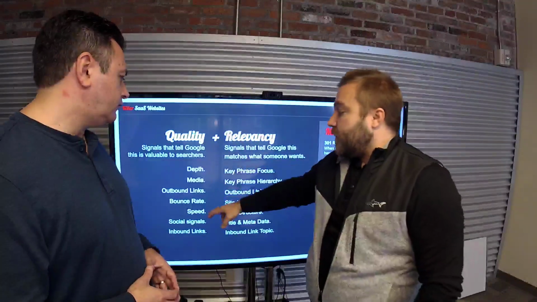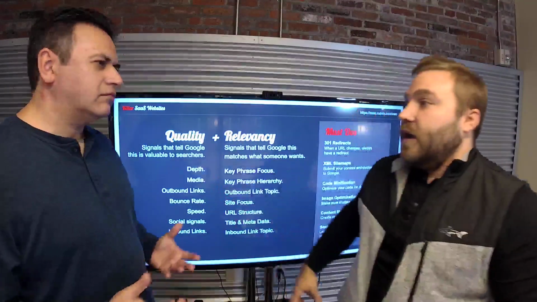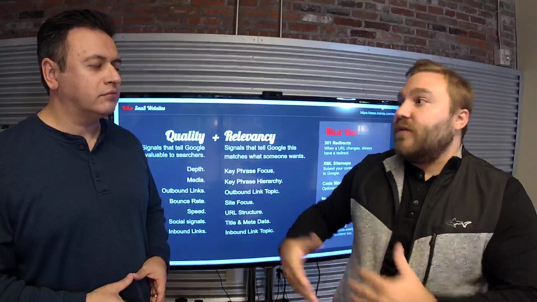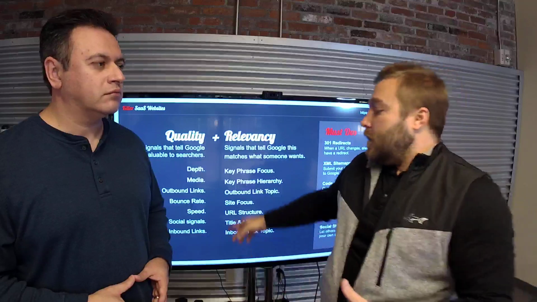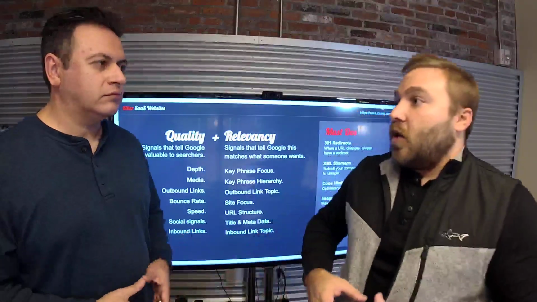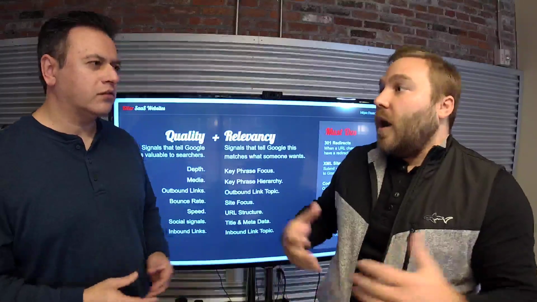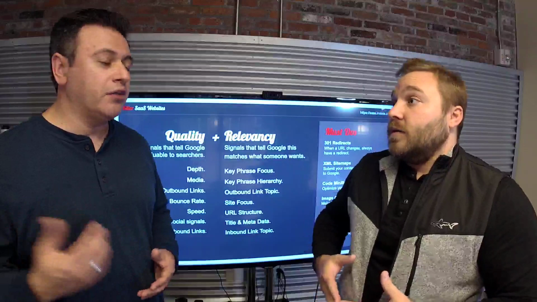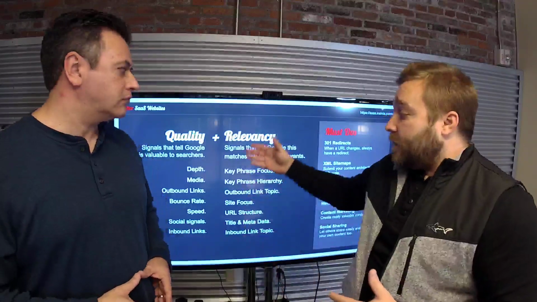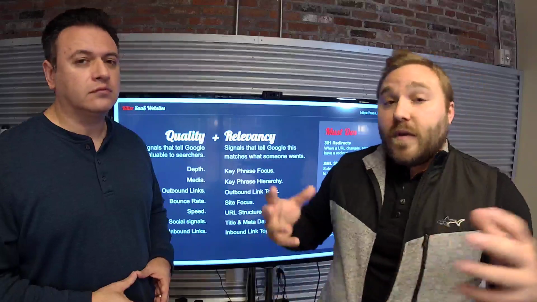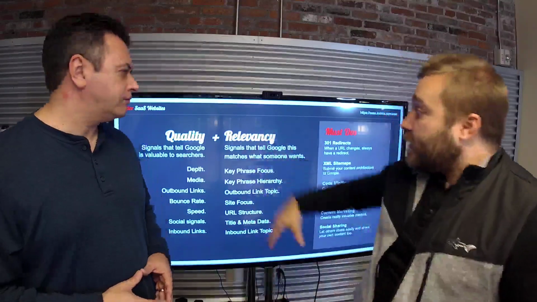These other signals, like speed, bounce rate, depth, and media, are just quantitative ways to help measure value. But the social signals and inbound links are proof that it's valuable because other people are saying so. That's a good way of putting it: proof, validation from others. So you've got these basic signals, but then you've got outside references that something is valuable. So that's the quality side.